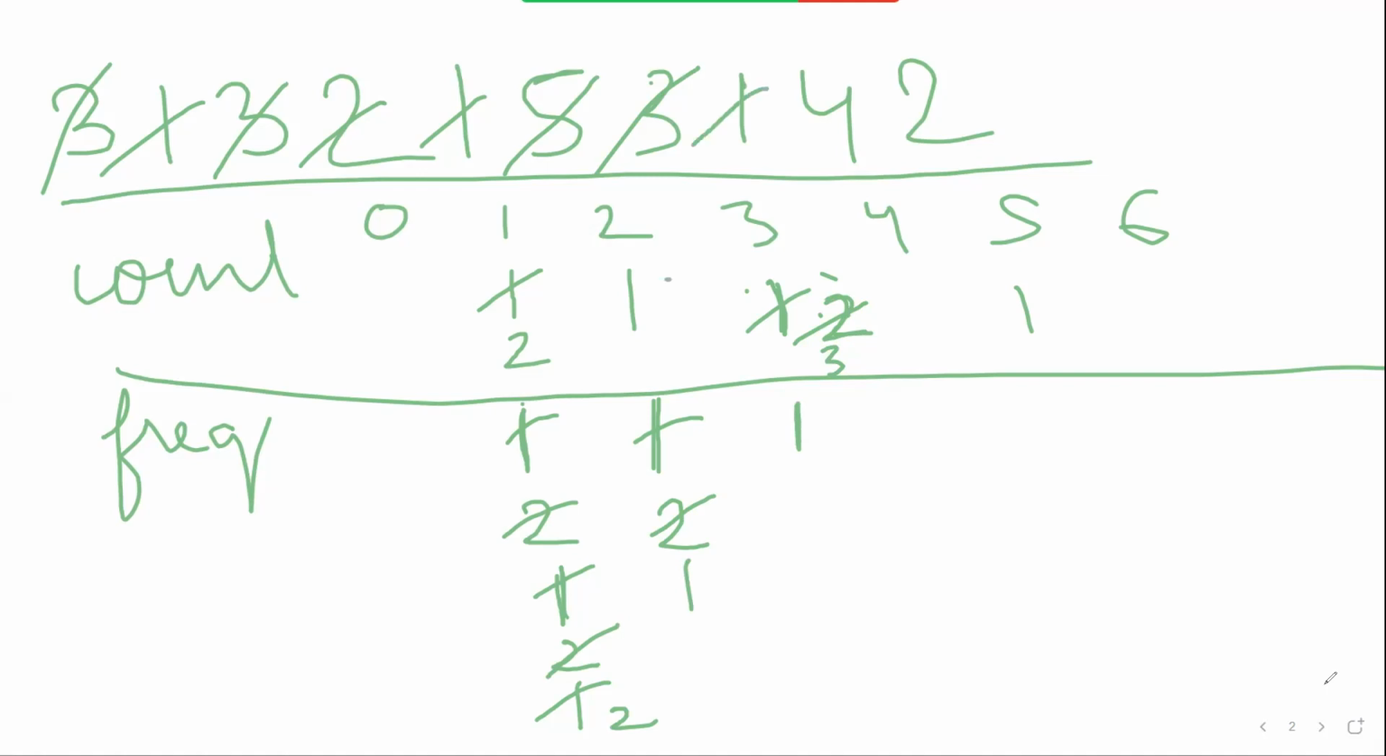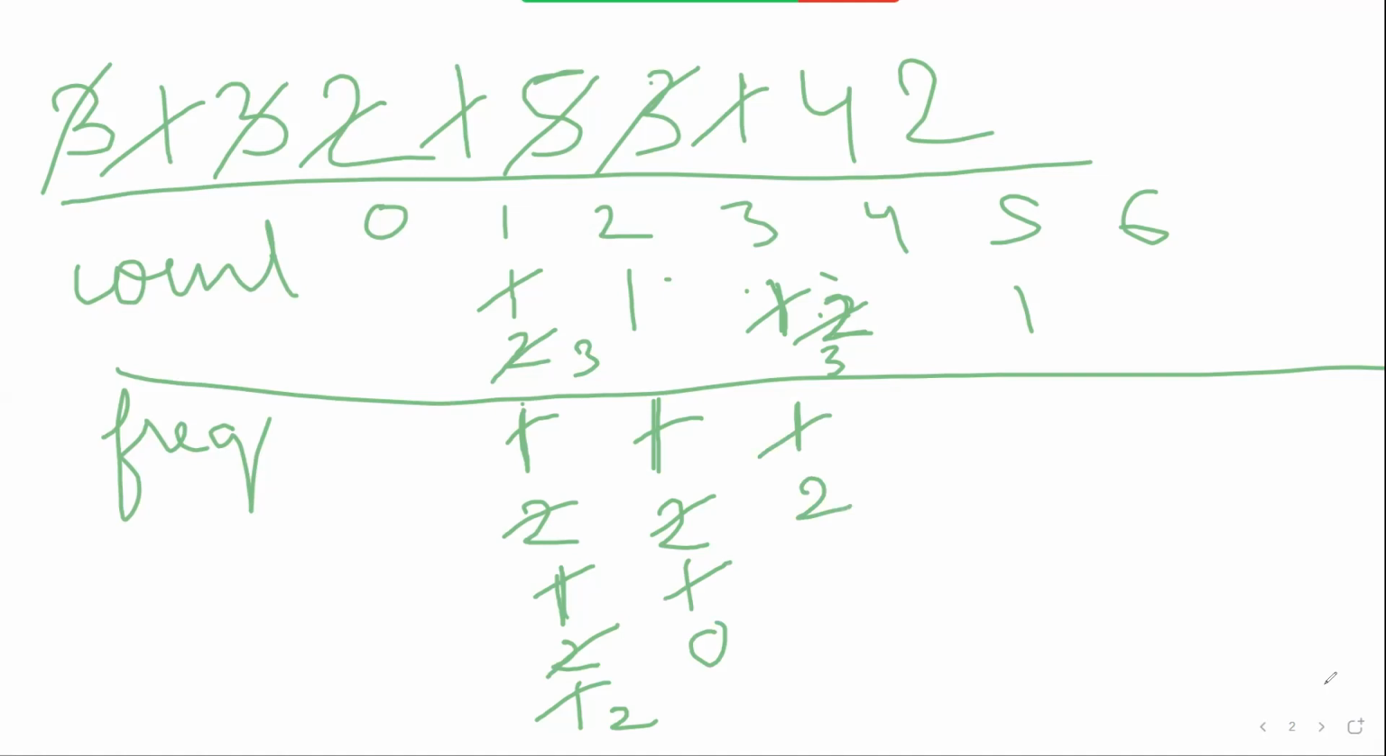We are going to add 1. So count of 1 will become 3. Initially the count of 1 was 2, so we are going to decrement that frequency to 0. And now we have two elements with frequency 3. So your frequency array will be updated accordingly.